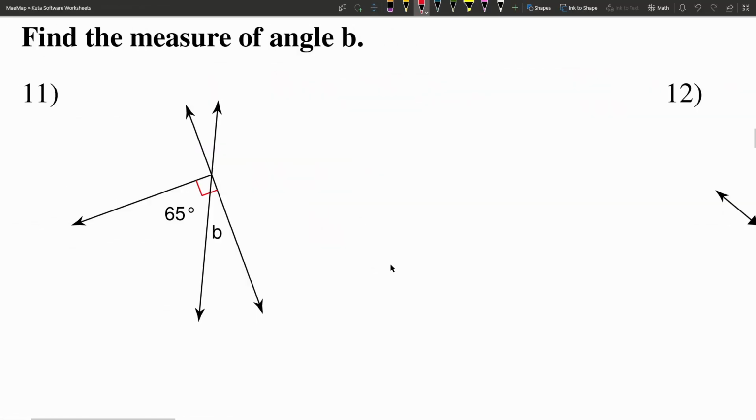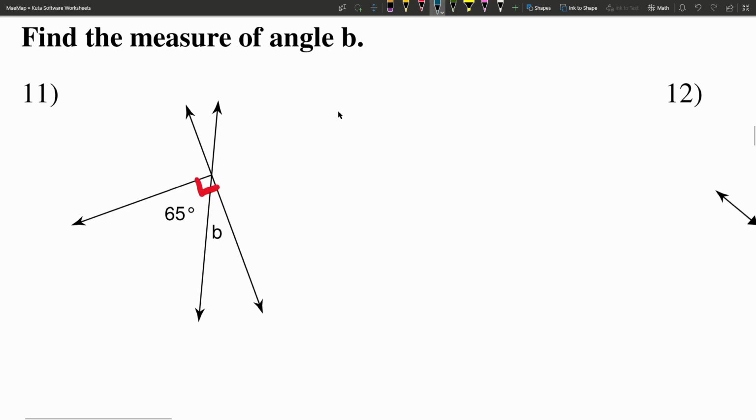Moving on to the second page, our next set of directions, starting with number 11, are to find the measure of angle B. So let's take a look at this angle B. We can see, using our relationships described above, that angle B is complementary with the angle that has a measure of 65 degrees.